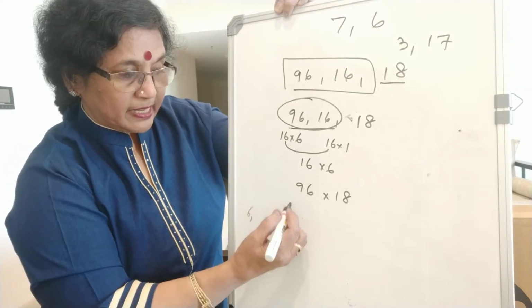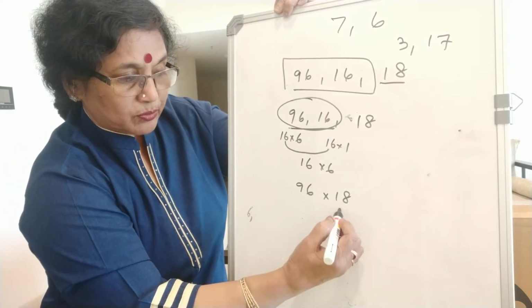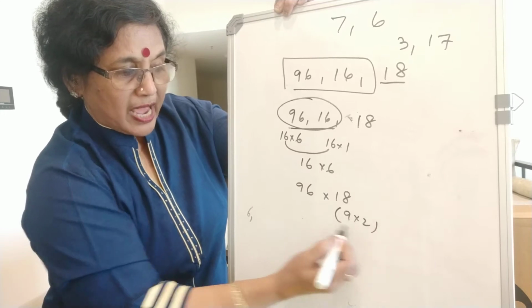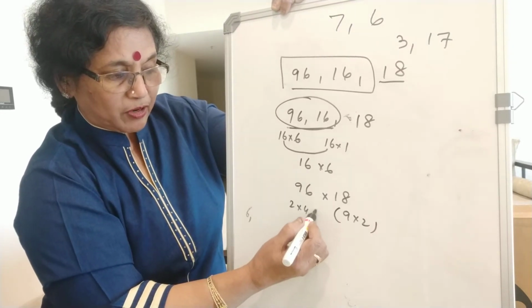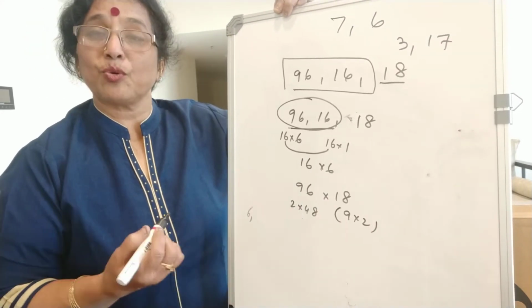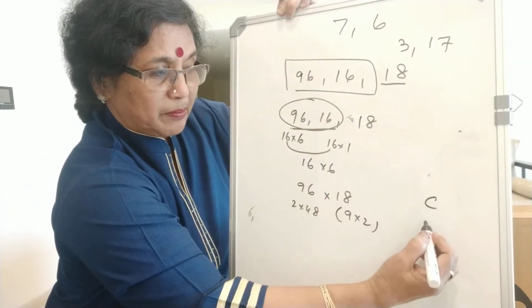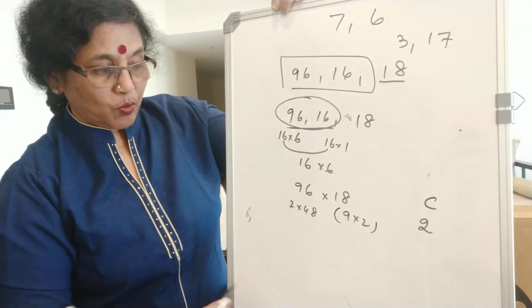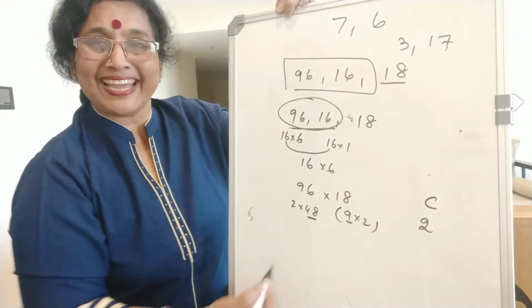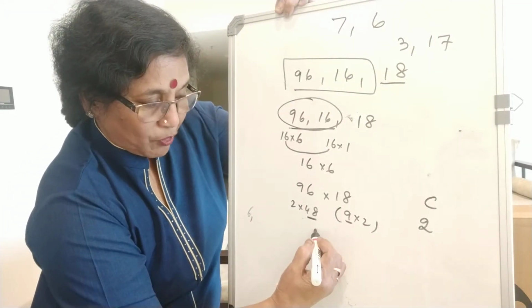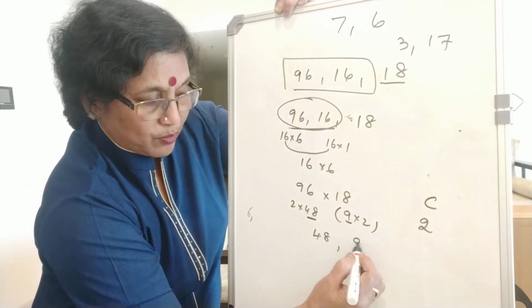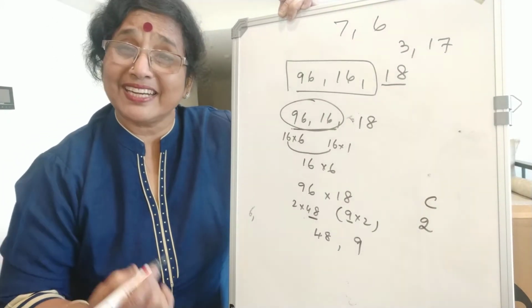So I will take this 9 and 2. Let us break up into 9 and 2, and this is 2 and 48. Right? So what is common? Let's take the common number 1, 2. What is left? 48 and 9. So that is 48 and 9. What is the common factor between 48 and 9?